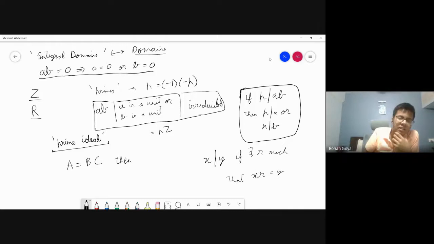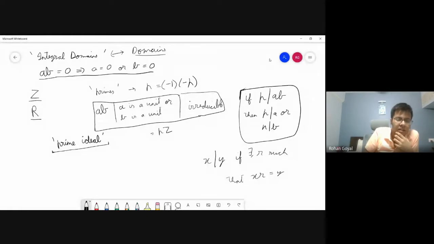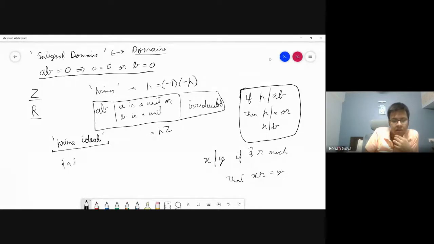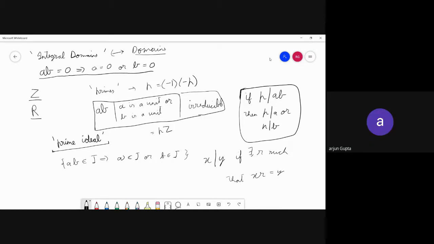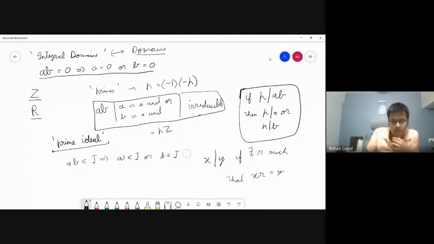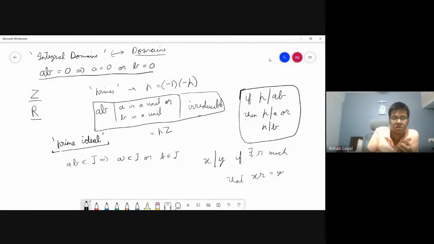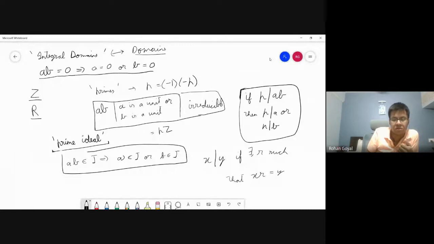Perfect. That is the actual definition. Prime ideals are ideals such that AB in I implies A in I or B in I. Absolutely correct. What was I? The ideal. We call I a prime ideal if it satisfies this condition. Okay.